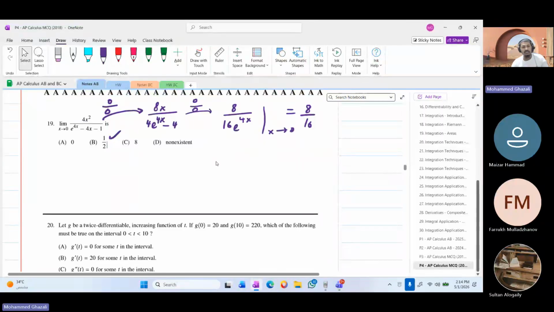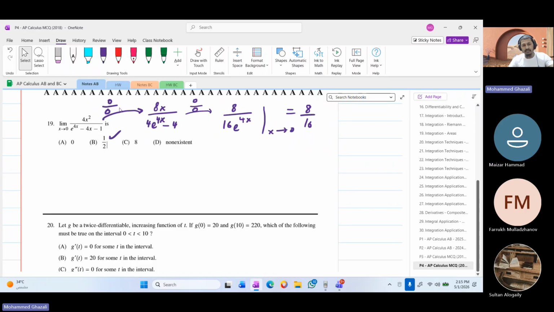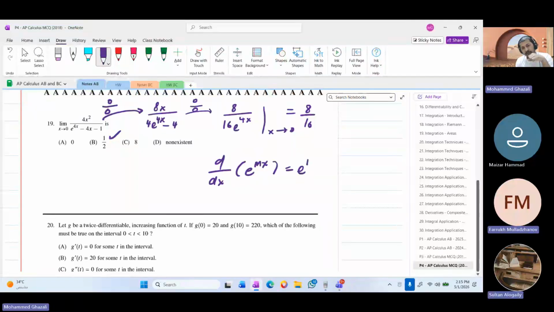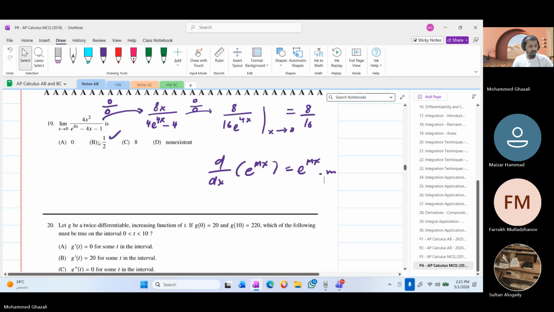Good. You must check for that, 0 over 0. What's the derivative of e to the power mx? d/dx of e to the power mx is e to the mx times m, not times mx. Yeah, times m, sorry. Okay, let's move on. Are we good, guys? Yeah.